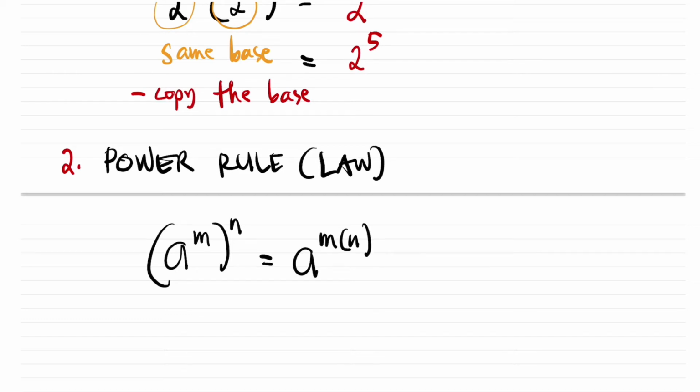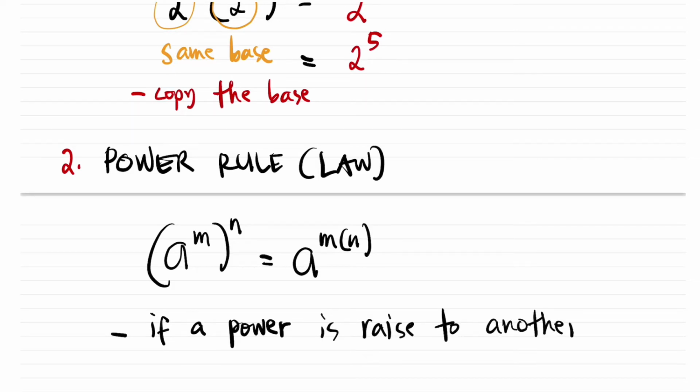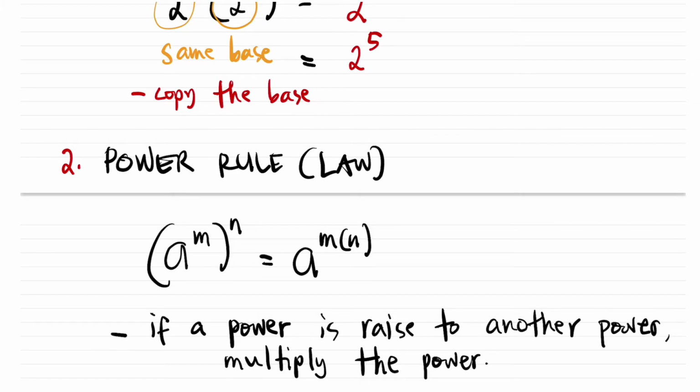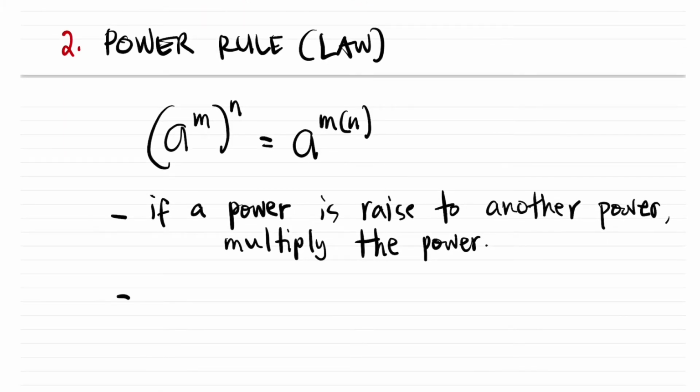So the rule explains that if a power is raised to another power, multiply the power. And what you do is you just simply copy the base. For the second rule, we have the power rule. If the power is raised to another power, multiply the powers and copy the base.